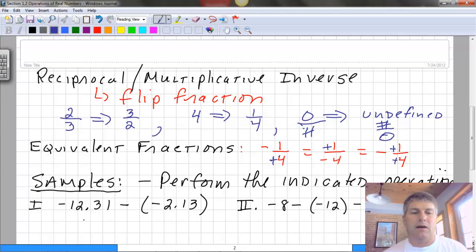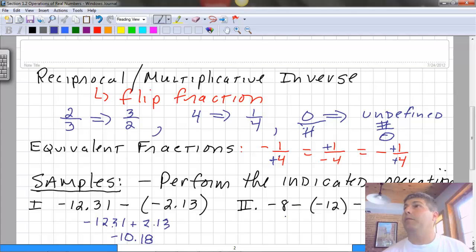-12.31 minus -2.13. Well, that's -12.31 plus 2.13. We can add those together, and that is going to still be negative because my negative is much greater. The difference between 12.31 and 2.13 is 10.18. So -10.18 is our solution here.